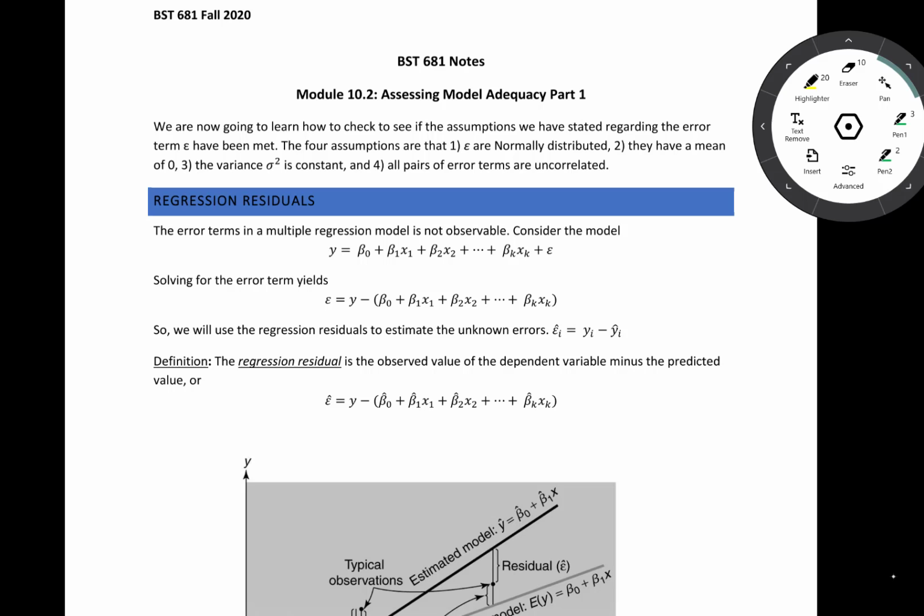In this set of notes, we're going to start talking about assessing model adequacy. In other words, we're going to start talking about checking all of those assumptions that we've been referring to whenever we talk about confidence intervals and hypothesis tests. And it's unfortunate, but I often see in analyses, people will run regression analyses, but they never check the assumptions.